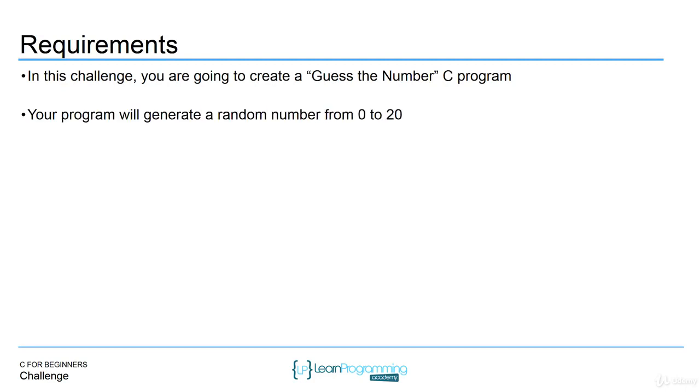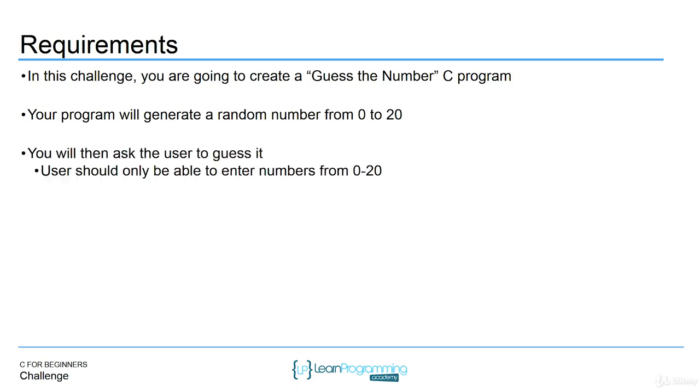What's going to happen is your program is going to generate a random number from 0 to 20. After you've generated that random number, you're going to ask the user to guess what it is. So the user should only be able to enter numbers from 0 to 20. If they try to guess like the number 50, you're going to display an error and say, hey, you can only enter numbers from 0 to 20.